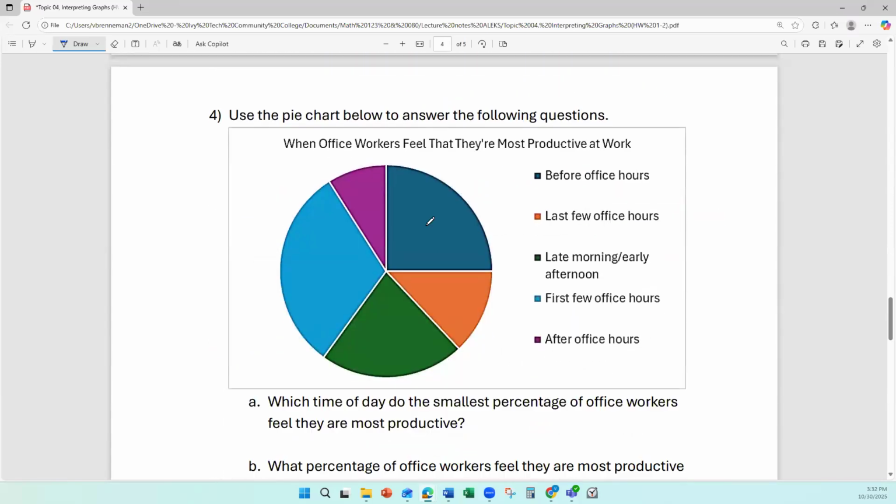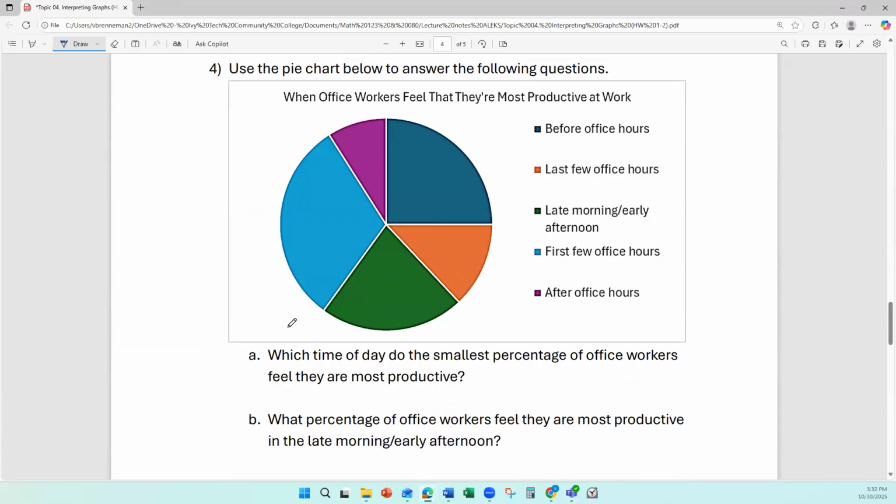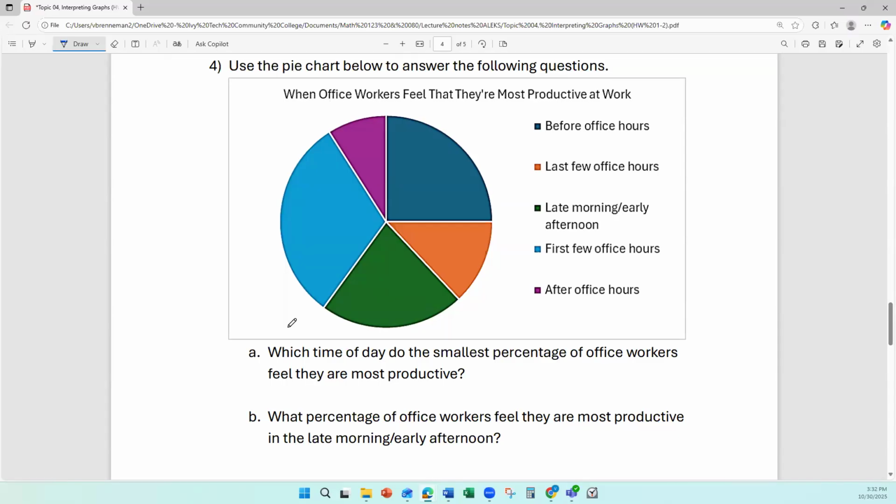Number 4, we have a pie chart here. A pie chart is saying what proportion of a group have different characteristics. In this case, what time they feel they're most productive. For this graph to work, you have to be able to see the colors well. So you have to be on a good screen. You have to not be colorblind. If you printed it out in black and white, you would not be able to tell.